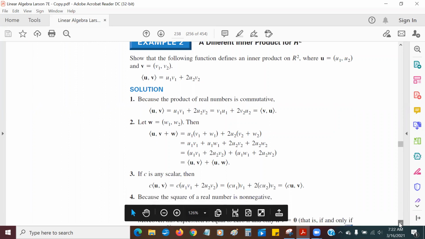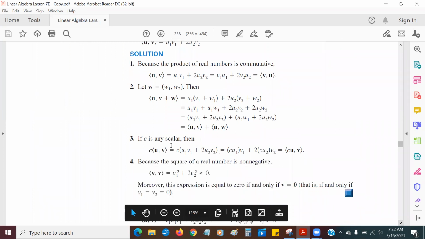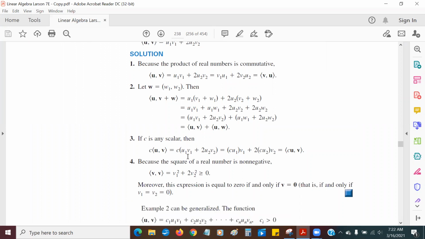The next one we want to show is that if C is a scalar, any scalar, so C times u comma v, that's C times u1 v1 plus 2 u2 v2. But now these are real numbers, I could just bring the C into the parentheses. So this is C u1 times v1 plus 2 C u2 times v2, and that by definition is cu comma v, not the dot product, but the inner product, this newly defined inner product.